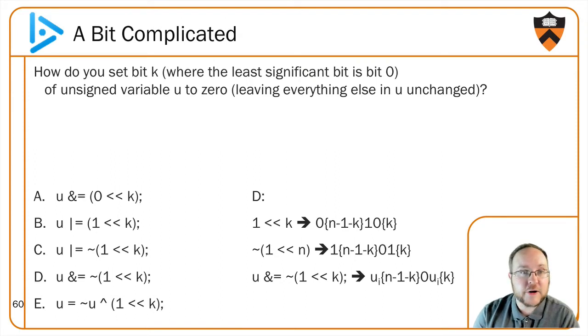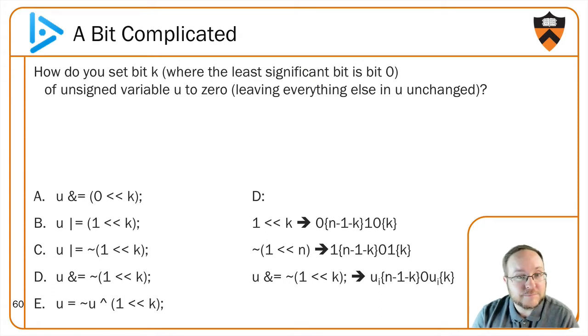Alright, so for A here, 0 left shifted by k times is still 0, so ANDing with it still gets 0. Shifting 1 left k times gives n minus k zeros, where n is the total number of bits, and then a 1, and then the rest of the k zeros. So when you OR that, it makes the kth bit 1 and keeps all the other bits the same. But we didn't want the kth bit to be 1, we wanted it to be 0.